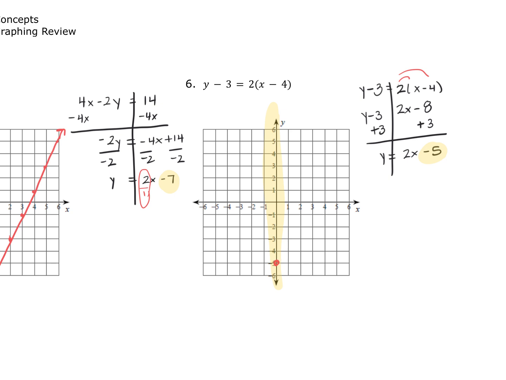And then from there, I'm going to go up 2, to the right 1, because I have this right here. I'm given a 2 to the right 1. So I'm going to go up 2, to the right 1. And I can't go up anymore, and I can't go down anymore, so now I can just connect those.